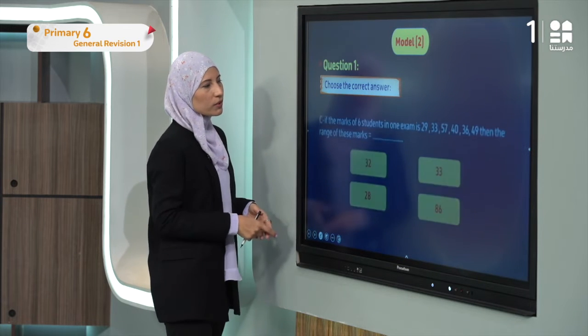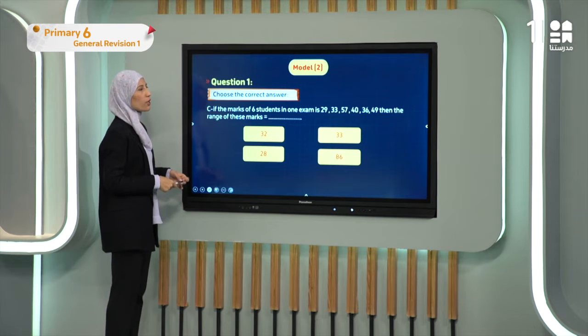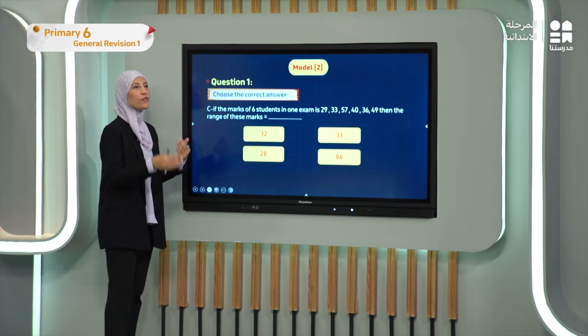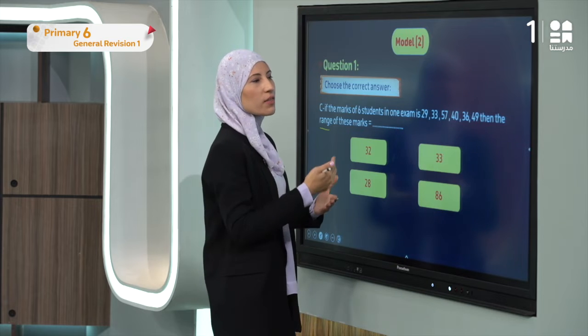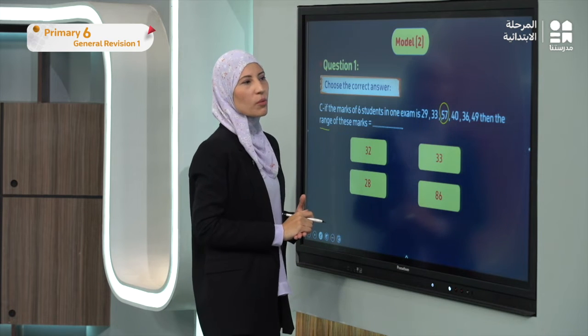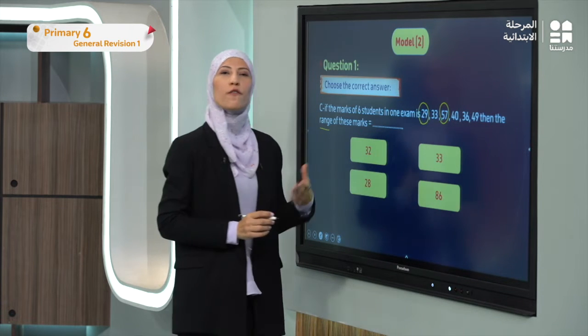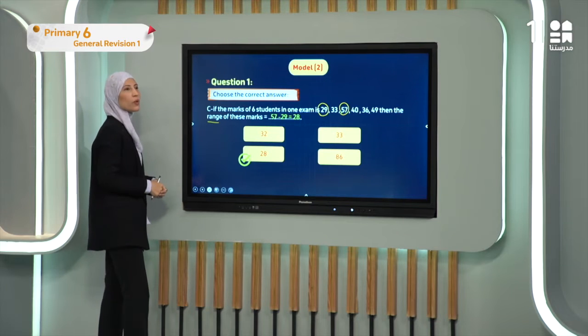The second one: if the marks of 6 students in one exam are 29, 33, 57, 40, 36 and 49, then the range of these marks is. Let's remember what the range is. It's the difference between the greatest number and the smallest number. What is the greatest number here? 57. What is the smallest number? 29. So 57 minus 29 gives 28. So my answer will be 28.